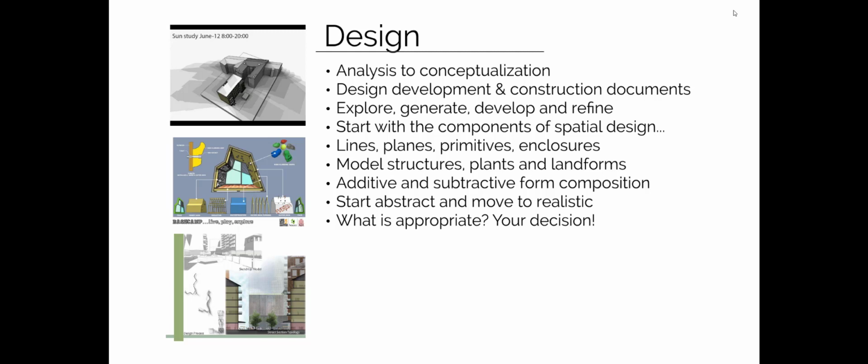So we can start with the components of spatial design: lines, planes, primitives, enclosures. You learn all this stuff about these basic elements. Well, those basic elements are all in 3D software. And so there's a logical connection between those things to help us think about basic design and basic visualization at the same time. And we can use additive and subtractive form in composition. We talk about that. You can do that in 3D modeling. Use one object to subtract from another or combine them in an additive way.